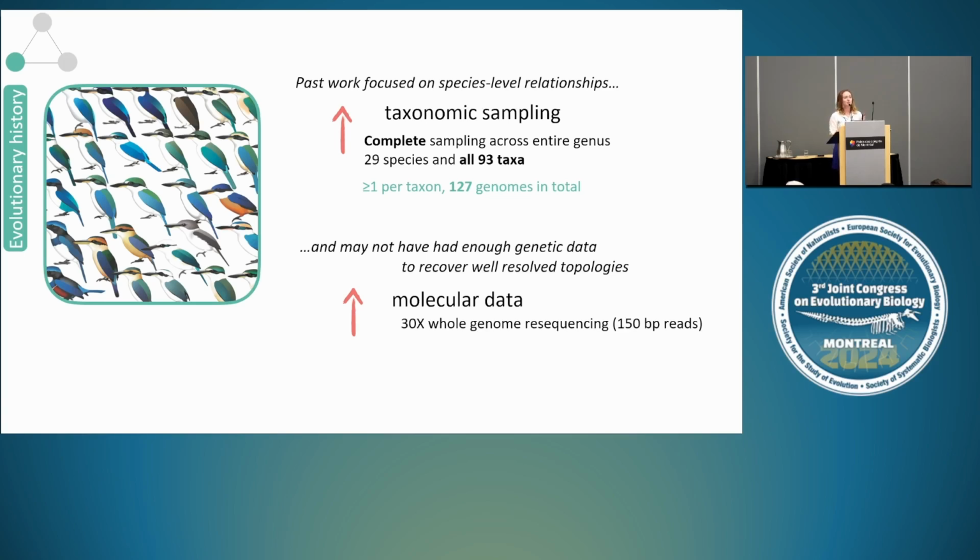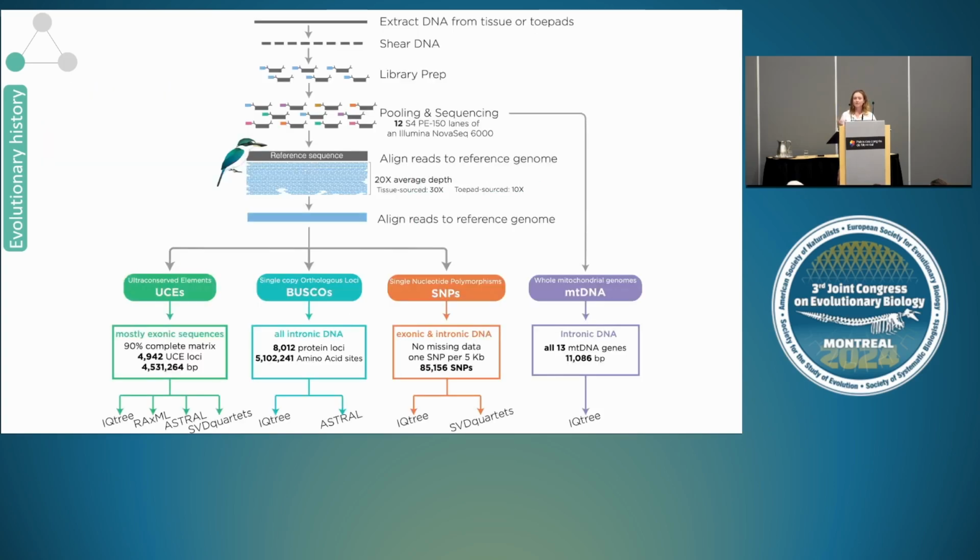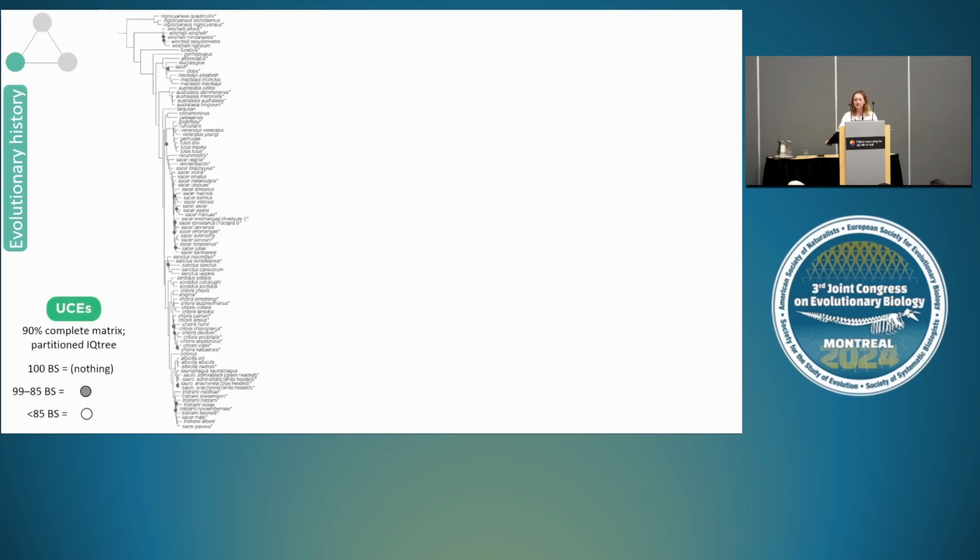So the genus has 29 species, but there are 93 phenotypically distinct subspecies comprised in multiple polytypic species complexes. From these data, we extracted 4 different types of molecular markers, and these data sets varied in total amount of data from 13 mitochondrial genes to 8,000 protein coding genes with 5 million amino acid sites. Across all data sets, we noted that the backbone of the Todiramphus tree is characterized by many short internodes, suggesting rapid and successive diversification early in the history of this group.